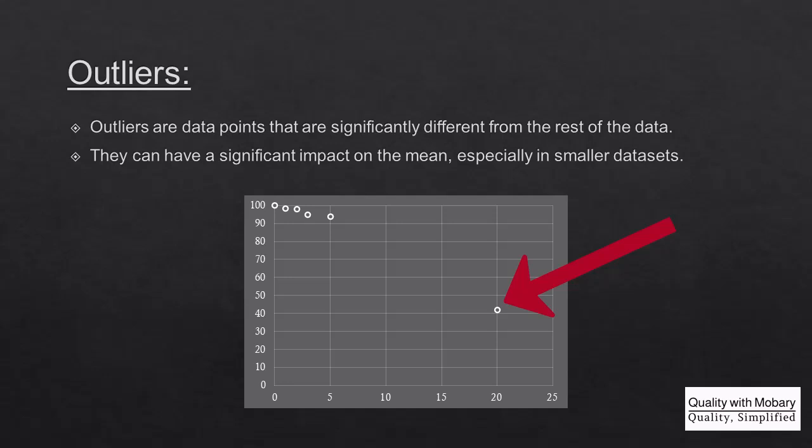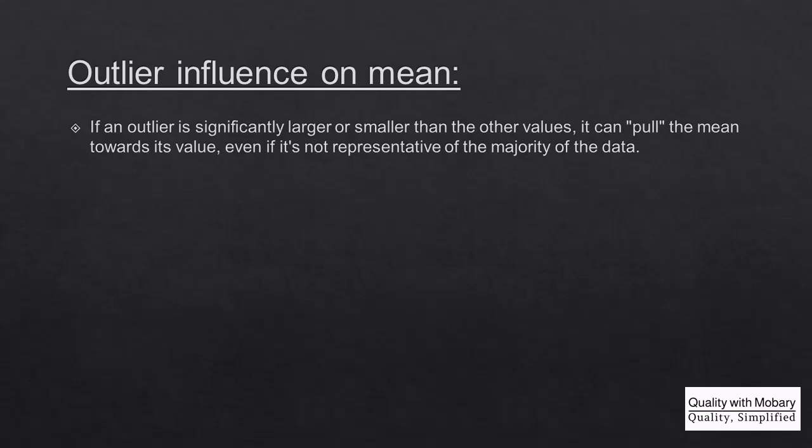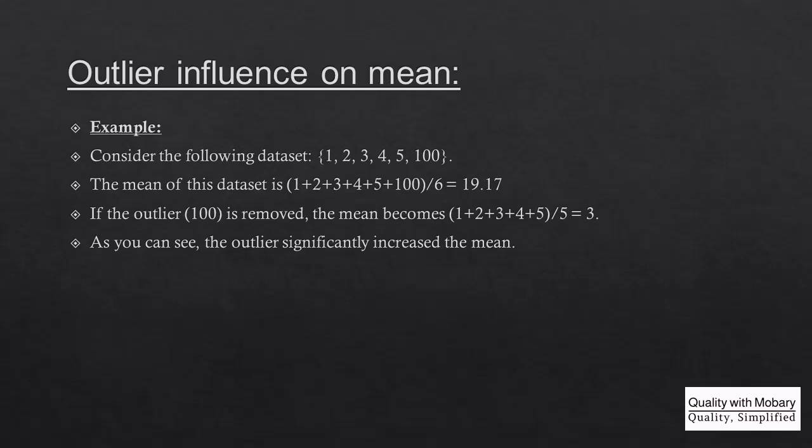So what this has to do with explaining the mean is that outliers have an influence on the mean. If an outlier is so large or so small compared to other values within the same dataset, it simply pulls the mean towards this value. So let me explain that. Let's see this example here. The dataset that we have is 1, 2, 3, 4, 5, and then we got 100. The 100 here is simply the outlier, right?